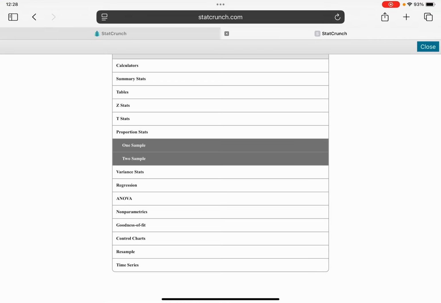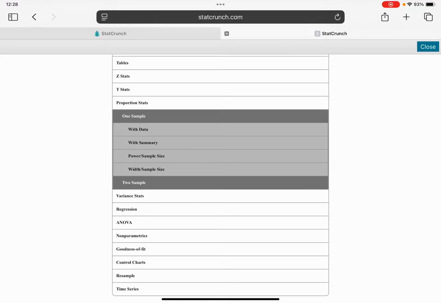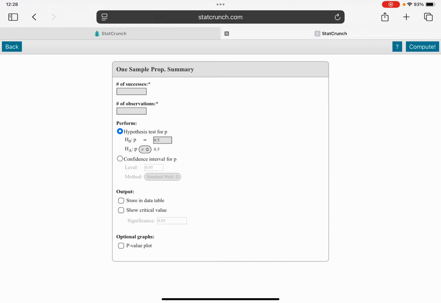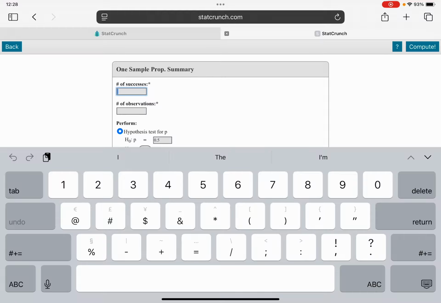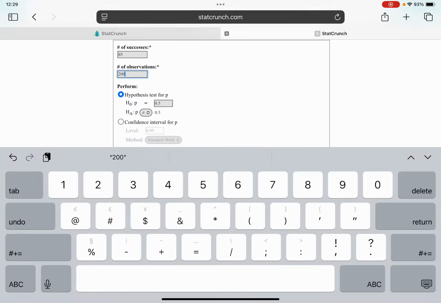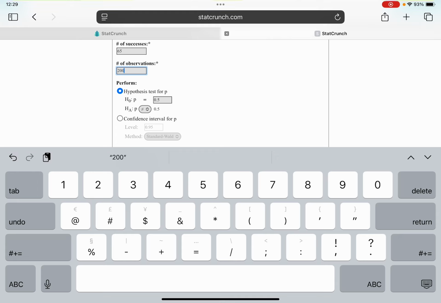If I click on Proportion Stats, I'm choosing one sample with summary. The number of successes is the X. So in this problem, that's 65. The number of observations is the N. In this problem, that's 200. I'm performing a hypothesis test for proportion, and the proportion that we are using is 0.34. I just copy that from what we wrote down.